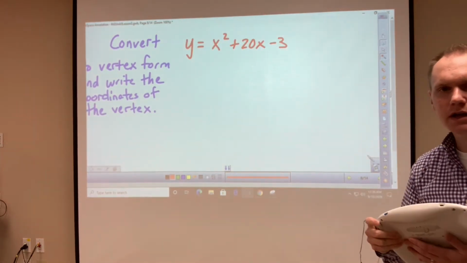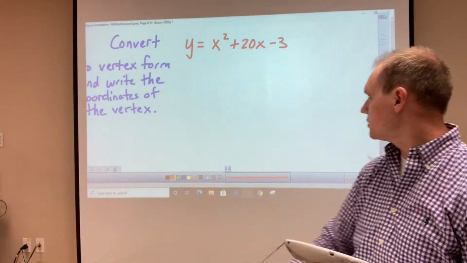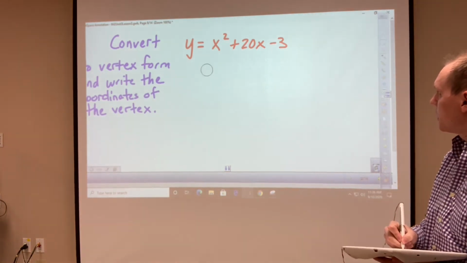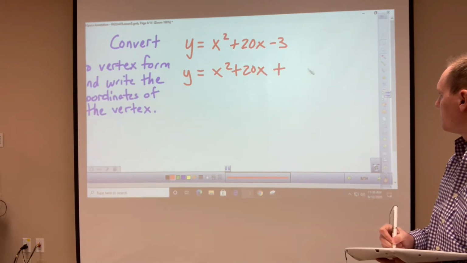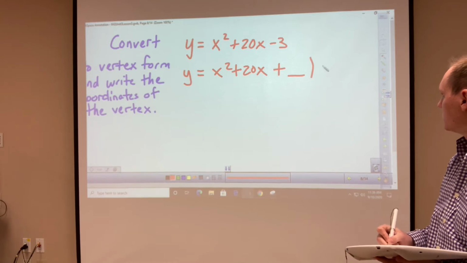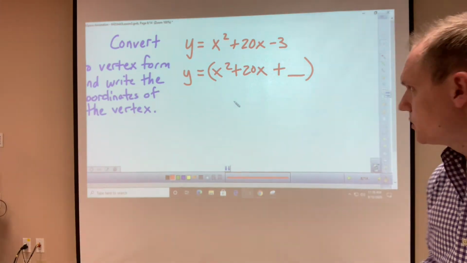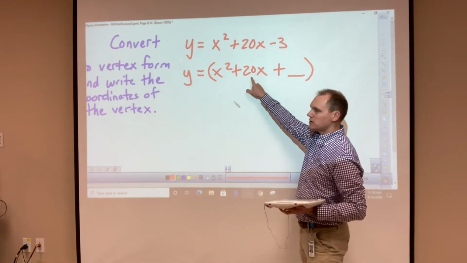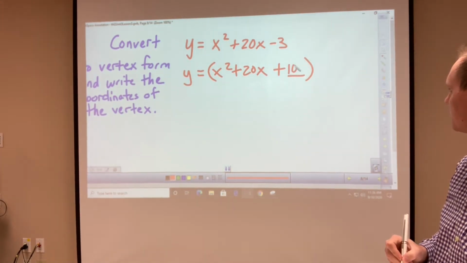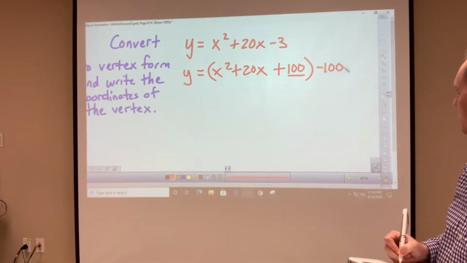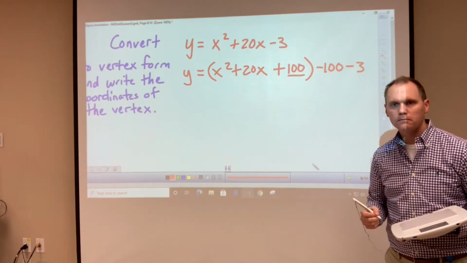All right, let me give you a second to at least attempt this one and see what you can do. All right, so on this one, we're going to do the same thing. y equals x squared plus 20x plus blank. So we're going to build that perfect square inside the parentheses here. So what needs to go in that blank? Let's see, 20 divided by 2 is 10. 10 squared is 100. So we're going to put 100 in this blank here. And as a result, we're going to subtract 100 on the outside to go with the negative 3 that's already there in the beginning. Okay?